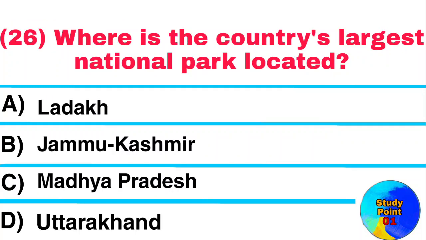Question. Where is the country's largest national park located? A. Ladakh. B. Jammu Kashmir. C. Madhya Pradesh. D. Uttarakhand. Answer. Ladakh.